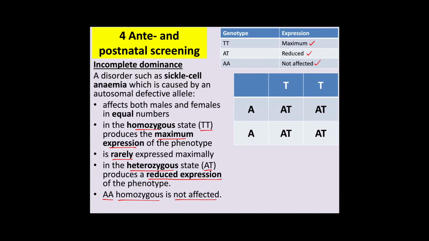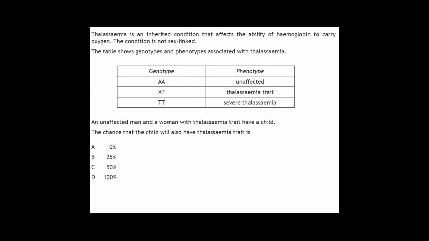So that means they'll have the reduced expression of the condition as a result. So let's have a wee look at an example. The example is thalassemia, which I mentioned a moment ago, and you can see the letters that they use are very similar in these questions, okay? So if you're unaffected, you have AA. If you're thalassemia trait, you have AT. And severe thalassemia, that's the maximum expression, that's going to be TT.